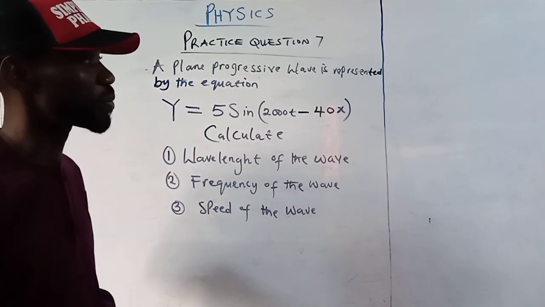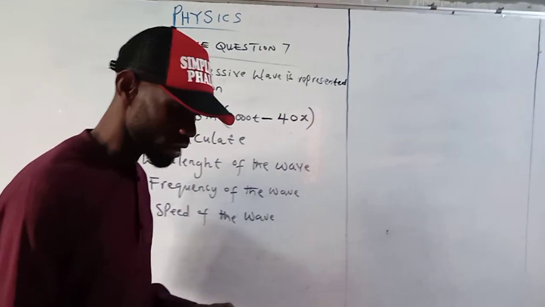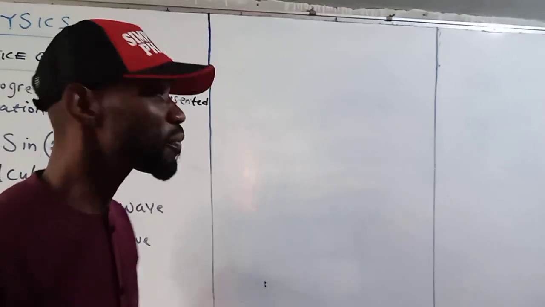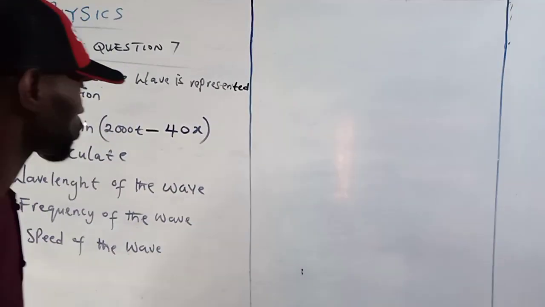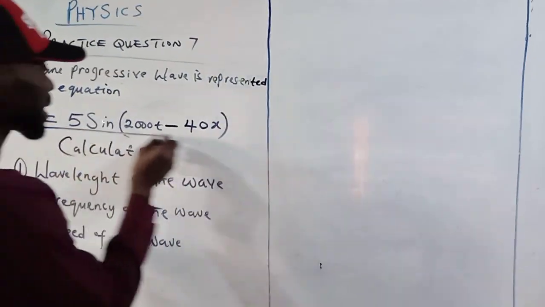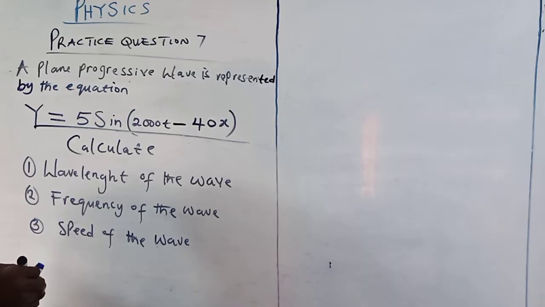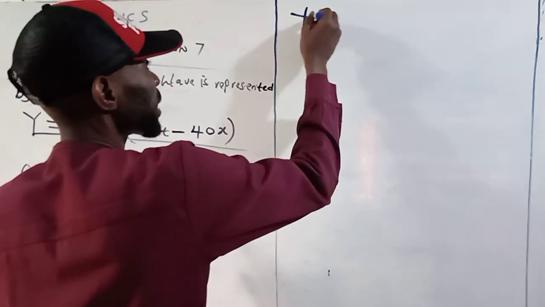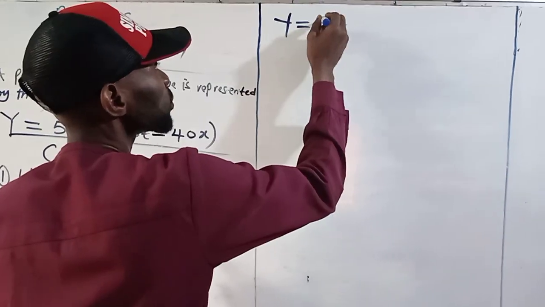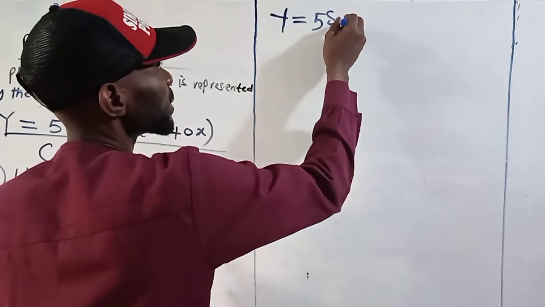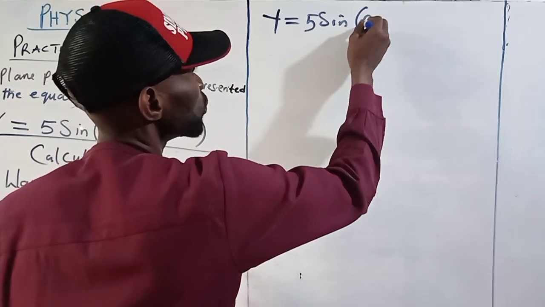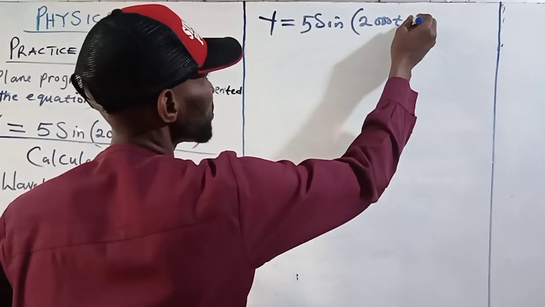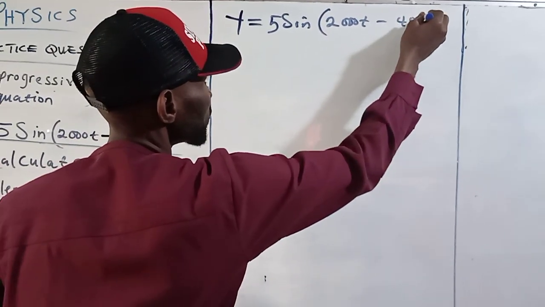How do we solve this problem? I would like you to follow me as we solve this problem. In solving this problem, the first thing we have to do is to take a look at the equation given to us. The equation states that y is equal to 5 sine (2000t minus 40x).